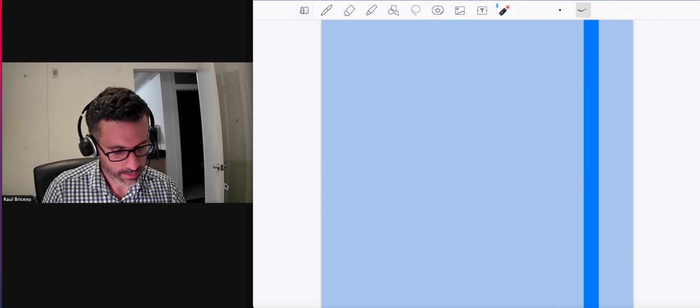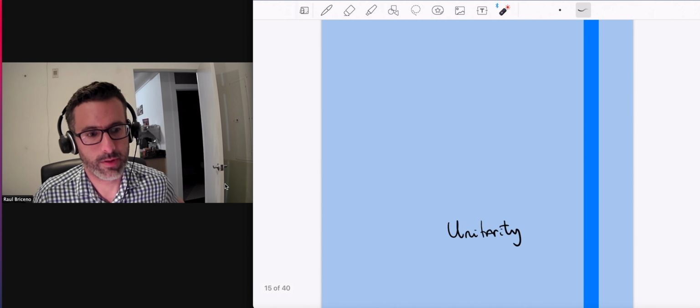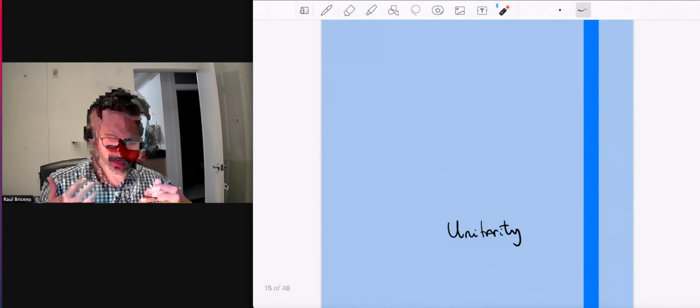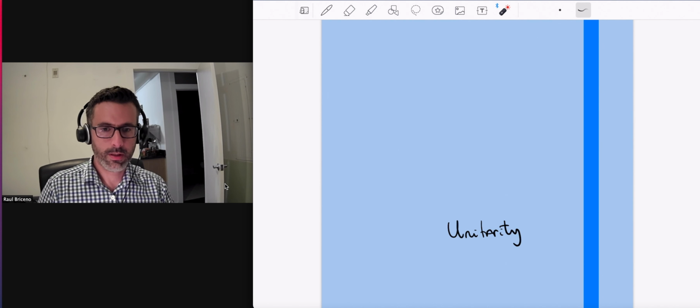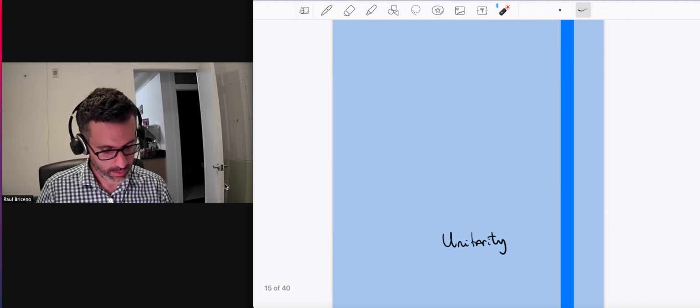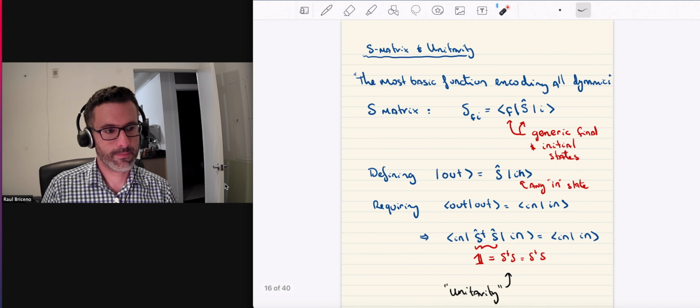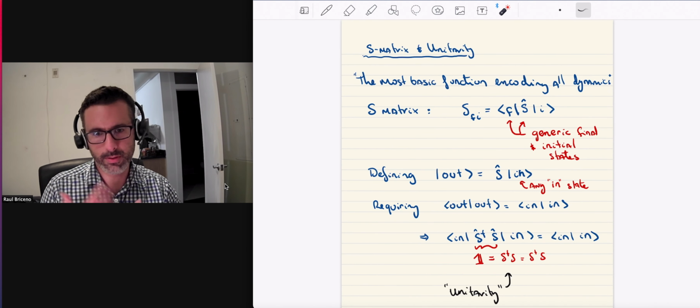And so this forces me to think about scattering theory, and the foundational aspect of scattering theory is the S matrix, which is a unitary matrix, and so this whole section is going to be called unitarity. And so we're going to understand the consequences of unitarity in different ways.